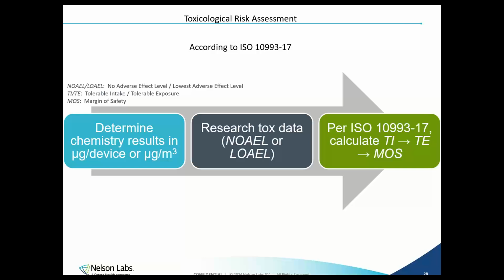This point of departure is then computed into a TI and TE using various uncertainty factors and then further calculated into a margin of safety. These points of departure are researched through literature reviews of trusted databases and sources such as PubMed, ECA, ToxNet, ATSDR, and IRIS.